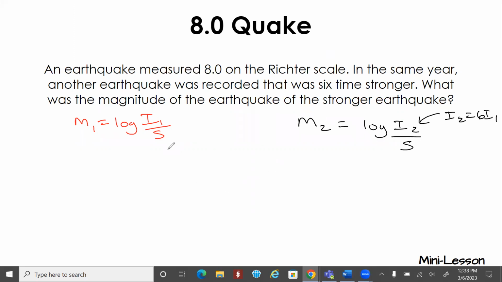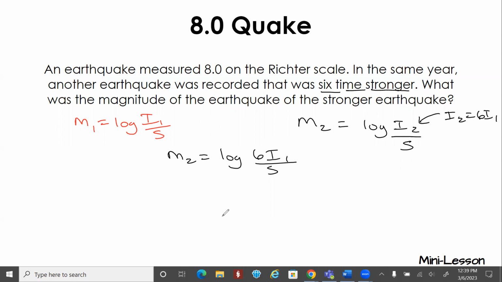Okay, so then what we're going to do is plug in this information. So we're going to have M sub 2 equals log of 6 times I sub 1 divided by S. And all we've done so far is, instead of that I sub 1, we're writing 6 times I sub 1 because it said it was 6 times stronger.